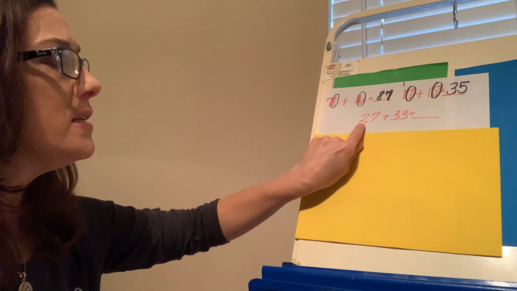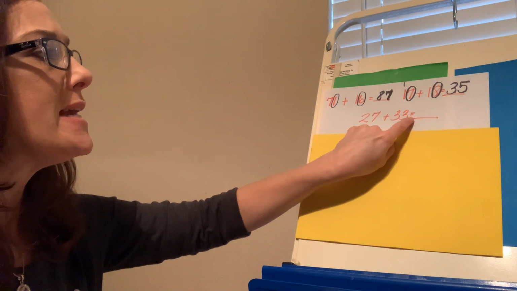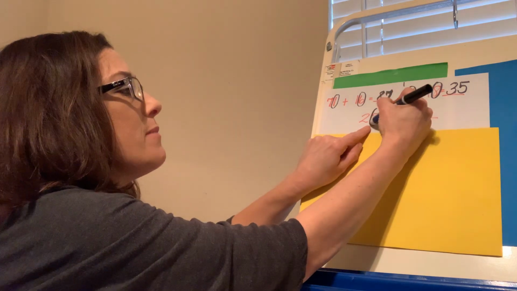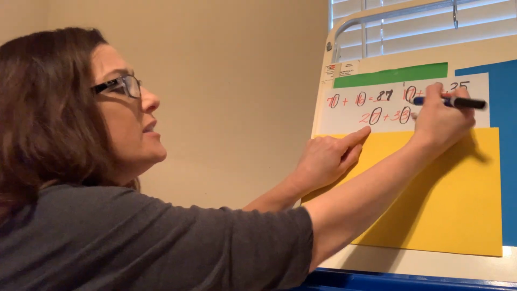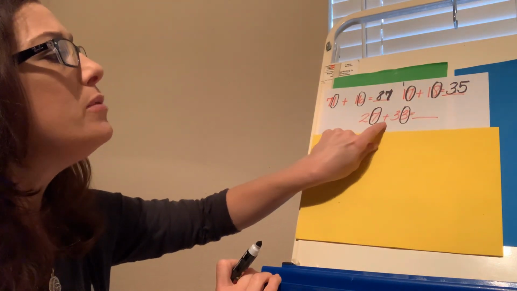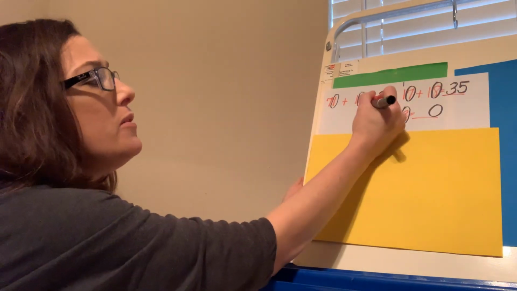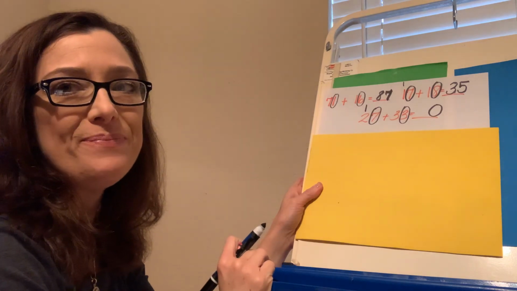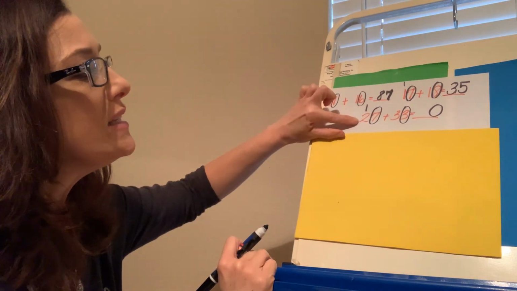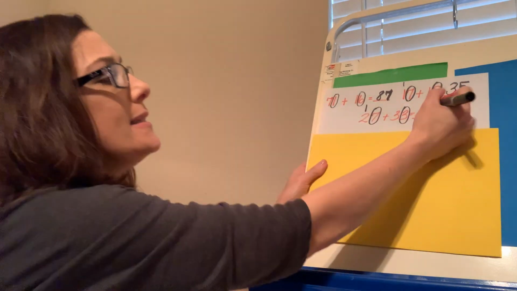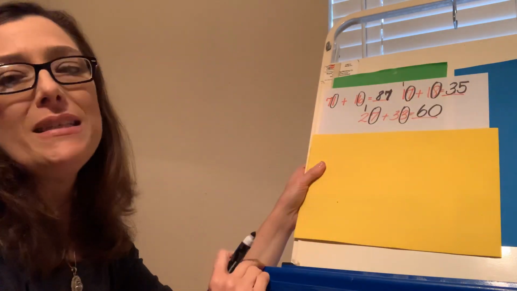The last one, 27 plus 33 equals. I'm going to take my ones position first. 7 plus 3 equals 10. Put down my 0, carry my 1. 1 plus 2 plus 3 is 6. So the sum is 60.